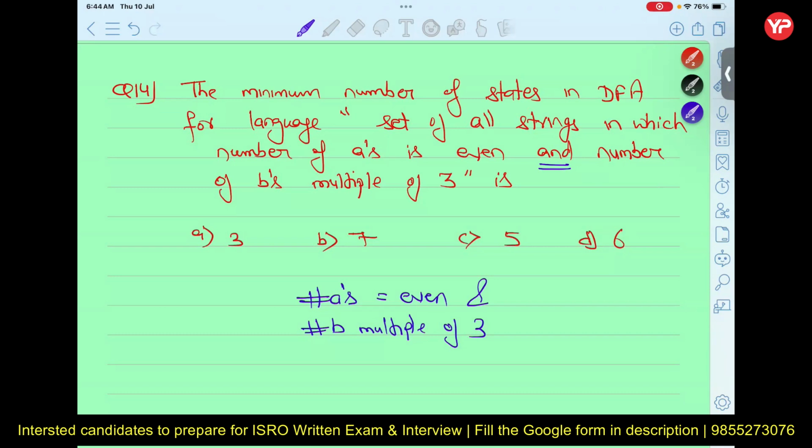And we know that for an even number of A's, we have two states. And for multiple of 3, that's a mod machine, which requires n states, that is 3 states. So the total number of states required is 6. So D is the right option. We have already done a lot of problems on the trap state and the extra states, and discussed them in our classes also. So students know how to solve these problems.